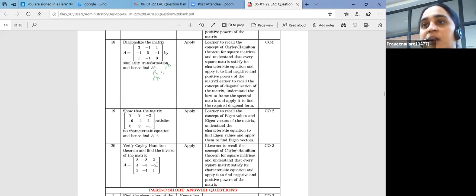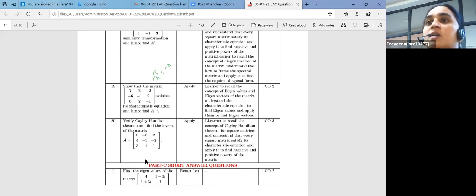Every square matrix satisfies its characteristic equation. Memorize this statement by heart. Satisfies its characteristic equation means that is the Cayley-Hamilton theorem. Okay, and find its inverse. And the 20th question also Cayley-Hamilton theorem, and find the inverse of the matrix. Okay, these are the long answer questions.